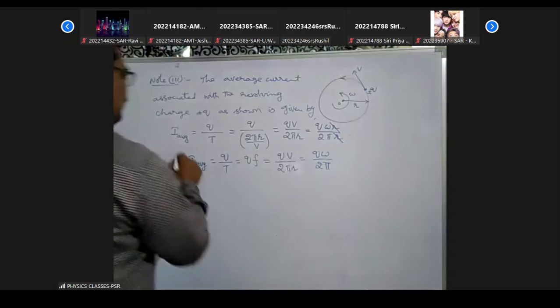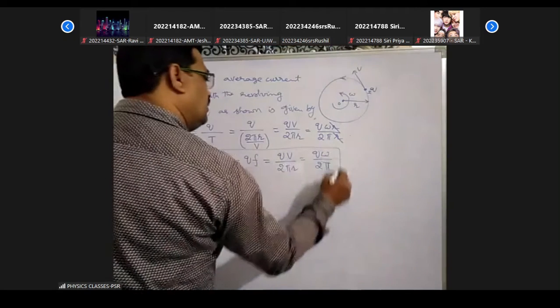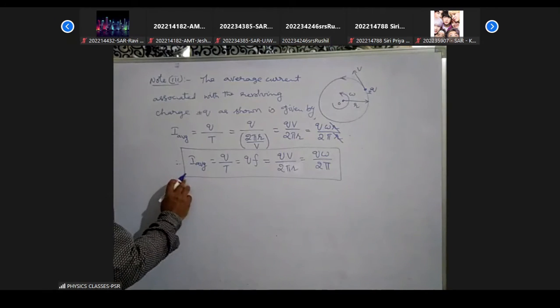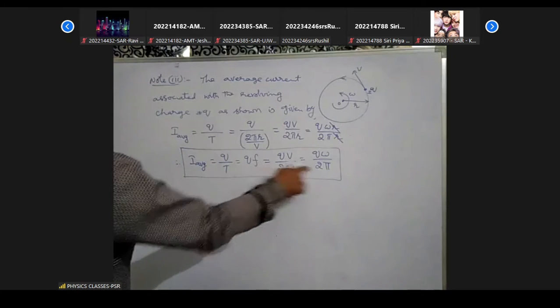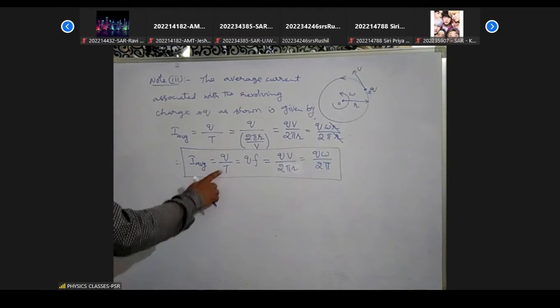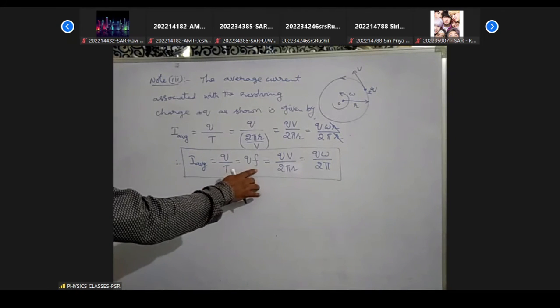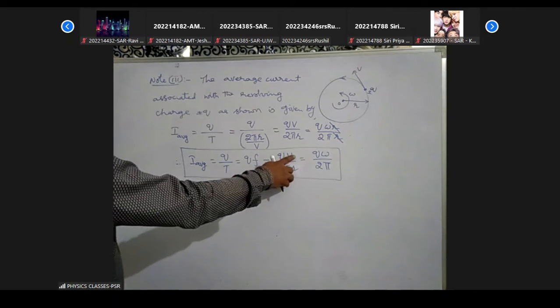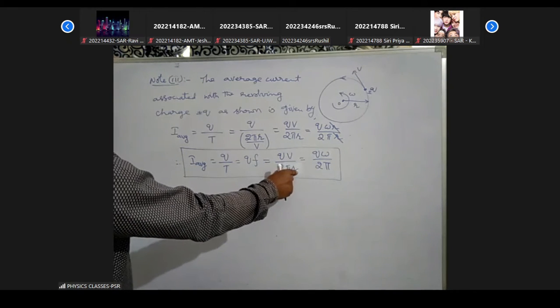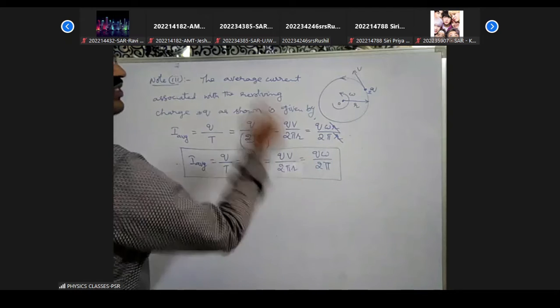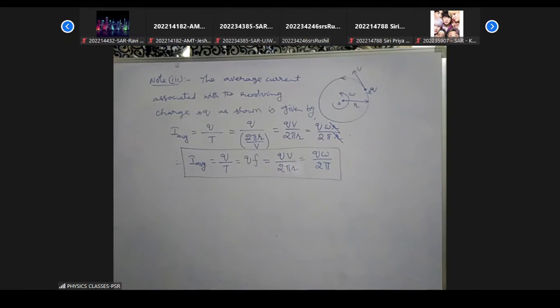These are the different formulae. Based on the given data in the problem, we can use this or this or this or this. If time period is given, we use this. If frequency is given, we use this. If velocity and radius are given, we use this. If angular velocity is given, we use this. Simple.